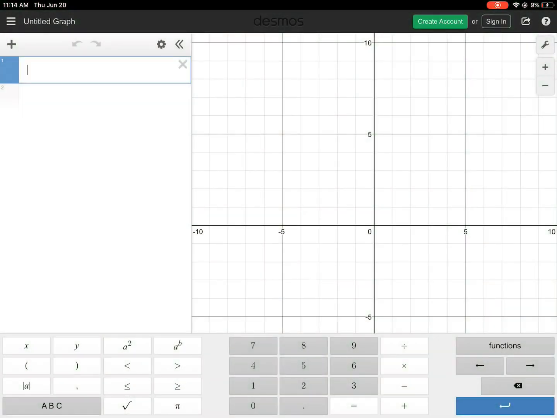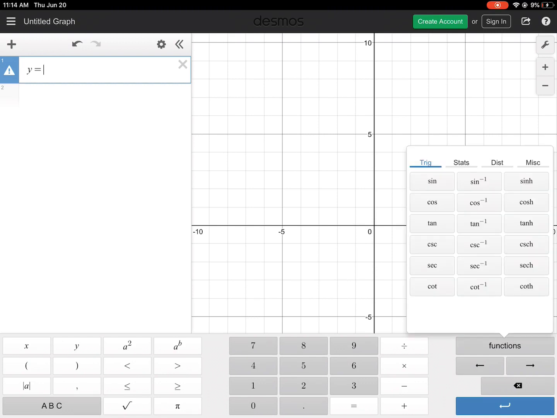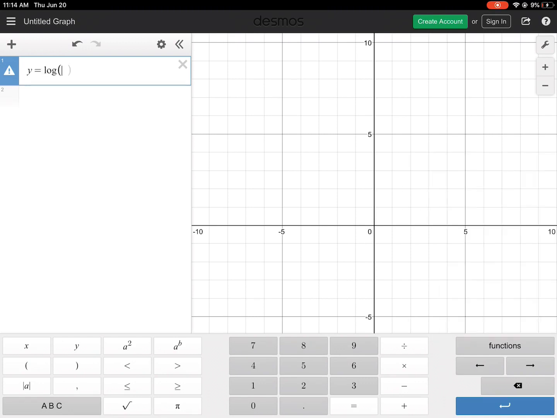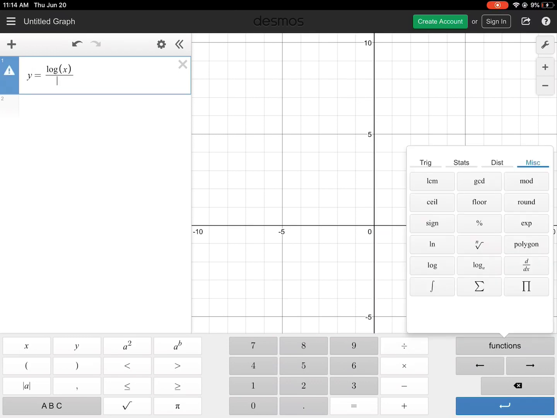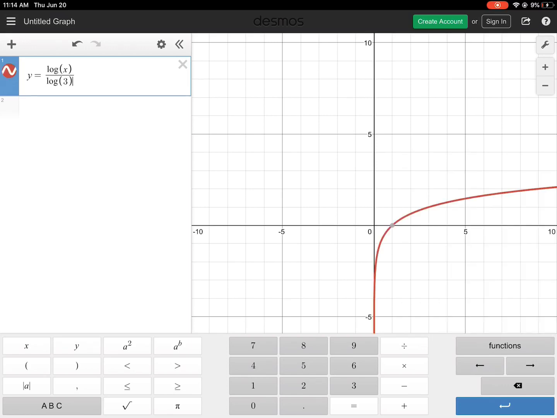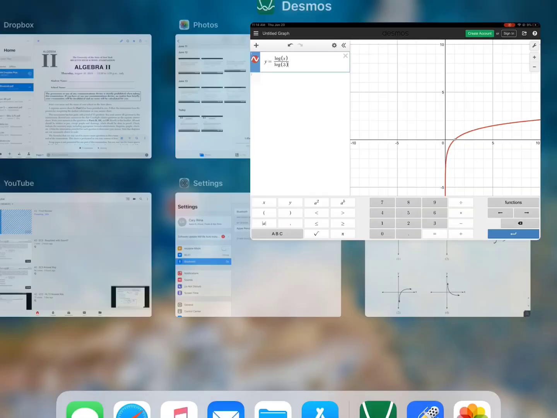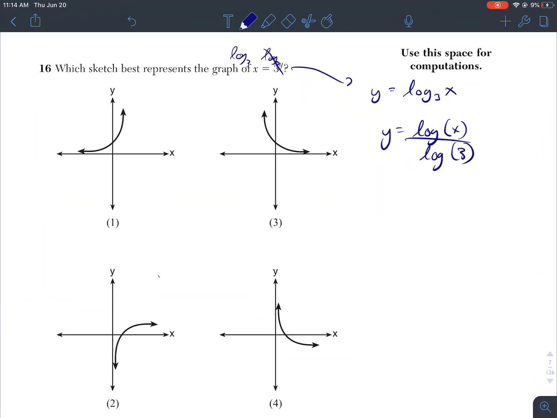So let's see what crazy calculations we have on Desmos. Oh, it reset, great. Y equals log of x divided by log of 3. And that is pretty clearly answer choice 2.